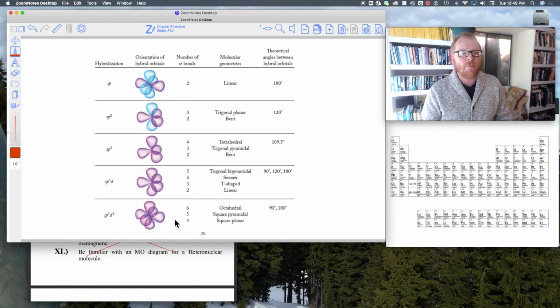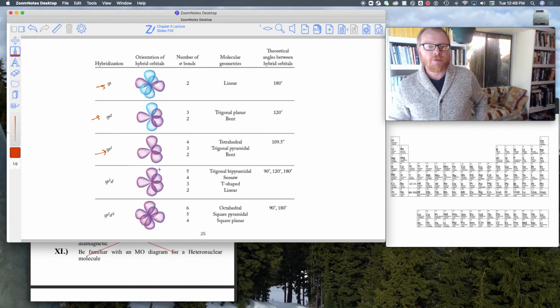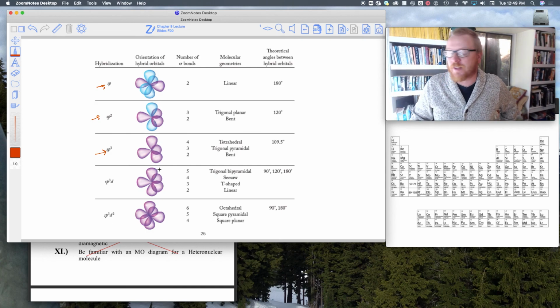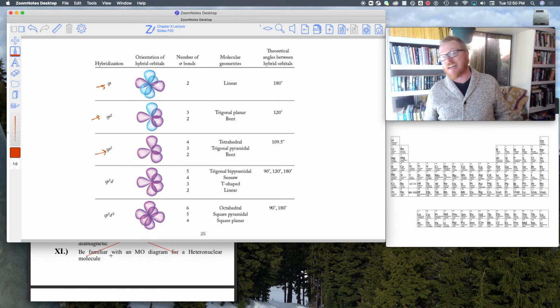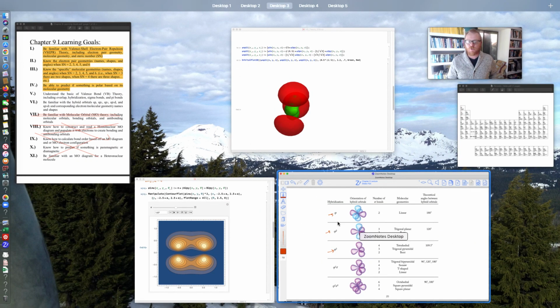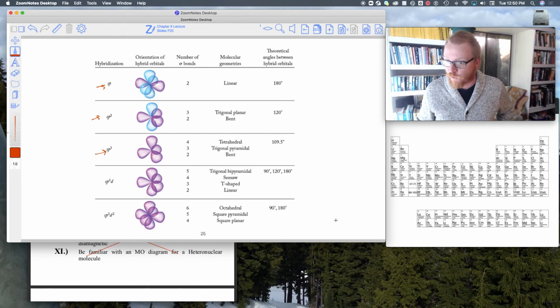So I want you to be a little bit more familiar with sp, sp2, and sp3, because those make up almost everything that you'll encounter in the real world in chemistry. But certainly recognizing that the trend continues. If we want to make 5 bonds, sp3d. If we want to make 6 bonds, sp3d2. We could make 7 bonds with sp3d3, although that becomes increasingly more rare. Okay?